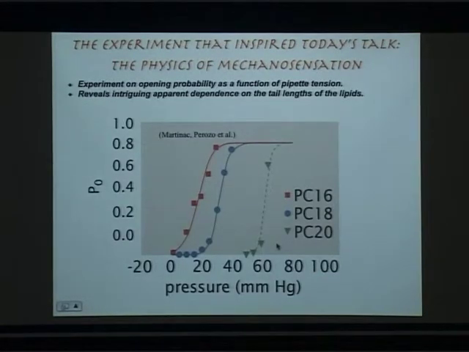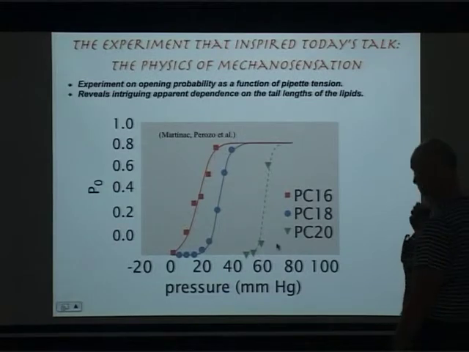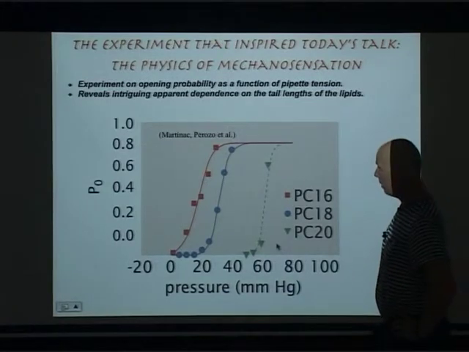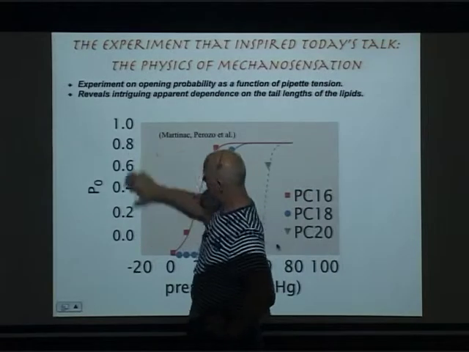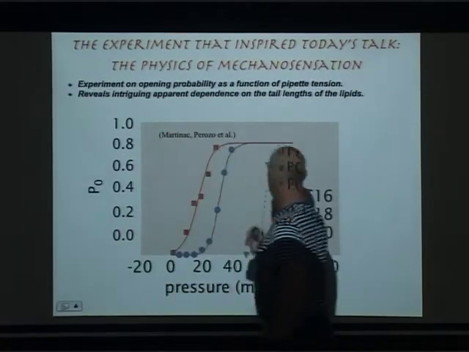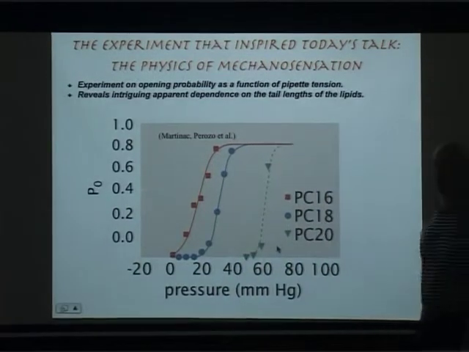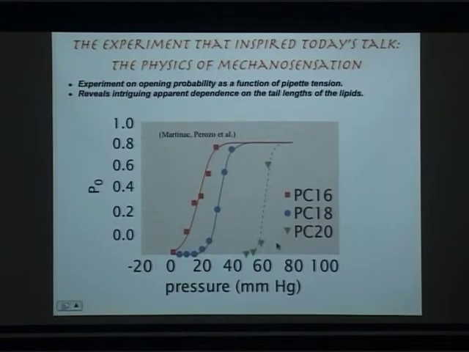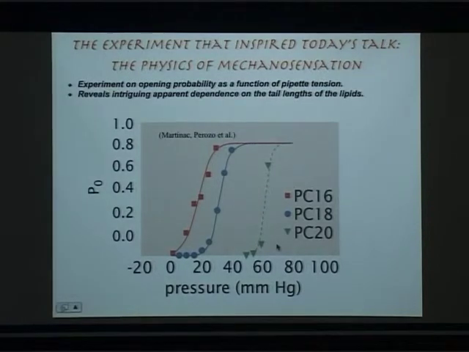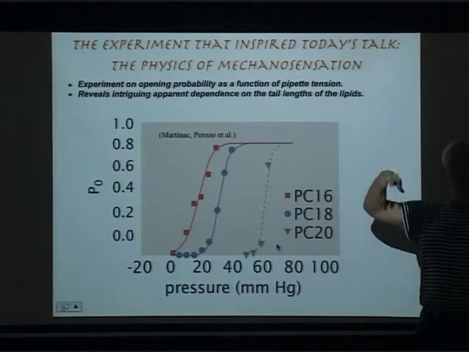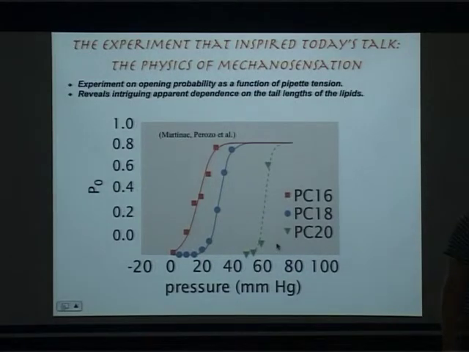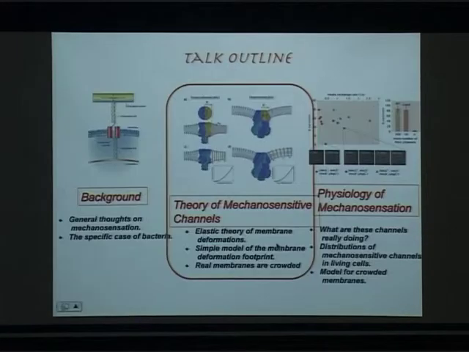So I showed you this on the first day. This was one of the experiments that really blew my mind and made me think about changing fields. I apologize, this all should be shifted down. But at any rate, what's plotted here? On this axis is the pressure in the pipette, and on the vertical axis is the probability of being open. The thing that I thought was so provocative is that you have different gating curves for different lipid bilayer thicknesses. The C16 refers to the number of carbons in the tail of the lipid. So that was kind of the hint that got us started in this subject.